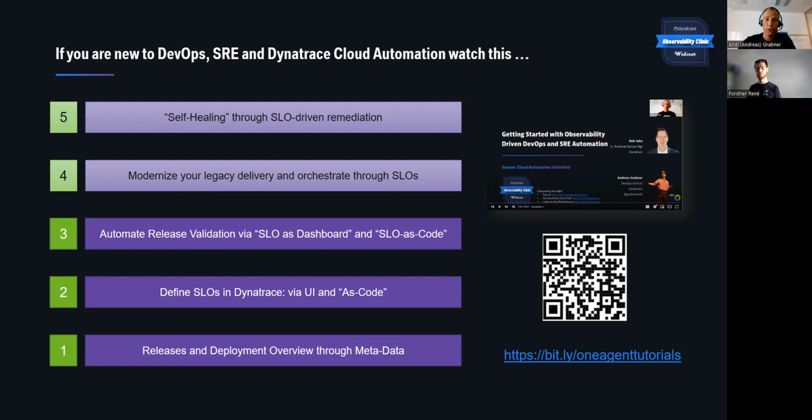And if you want to learn more about this, there's a couple of performance clinics or observability clinics that we have already covered. Typically, we cover everything from what you see here from the bottom up. So release validation, SLOs (service level objectives), how to automate the validation, how to modernize your legacy delivery. This is also going to be a big part of today. And then number 5 on the very top is self-healing. So there's a lot of things we cover with Dynatrace Cloud Automation, how we want to modernize your DevOps and SRE approach by putting observability into the driving seat of your orchestration.